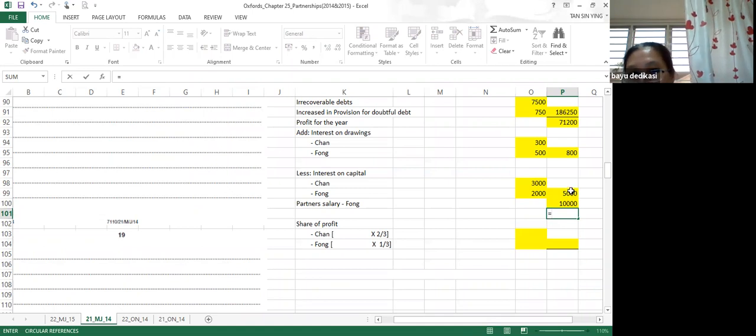Take your profit for the year, add interest on drawing, minus interest on capital, minus salary. Take the total amount, take the total 5,000, don't take the 3,000. And minus 10,000. Okay. So calculate your share of profit.